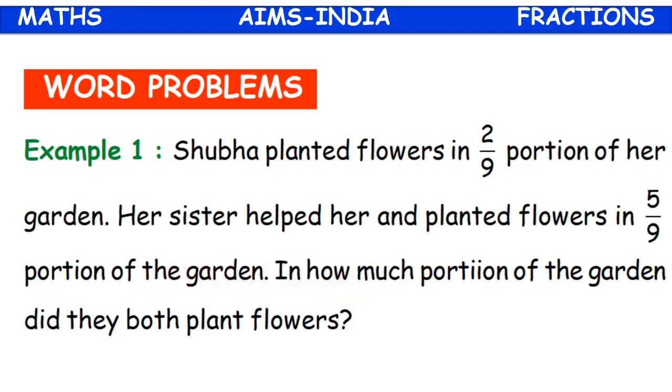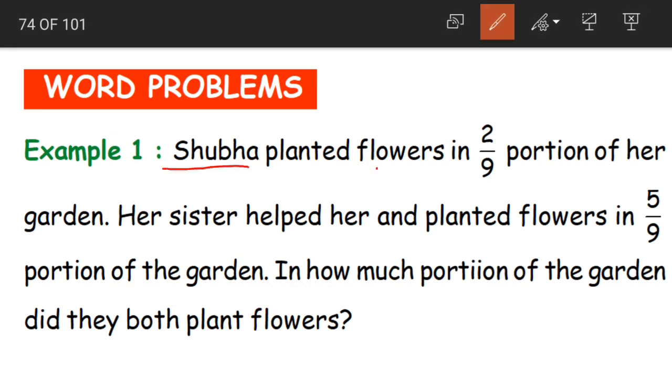Now what is the question given here? We are having Shubha who planted flowers in 2 by 9 portion of her garden, children. Okay. And then there was a sister of Shubha who helped her, and they planted flowers in another 5 by 9 portion of the garden. Now we should find out in total how much portion of the garden did they both plant the flowers.